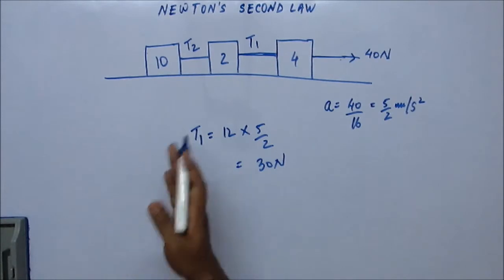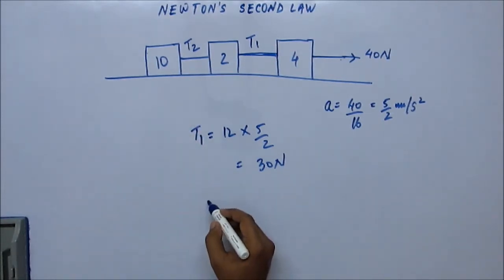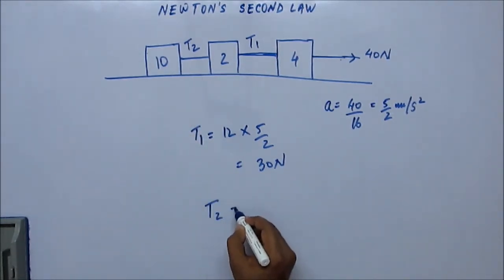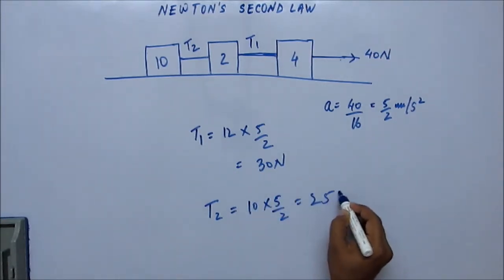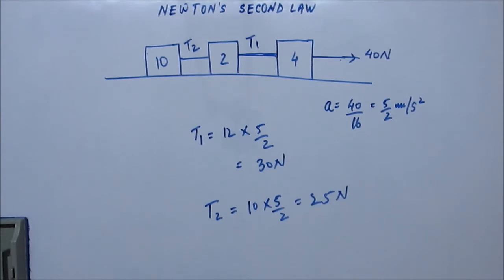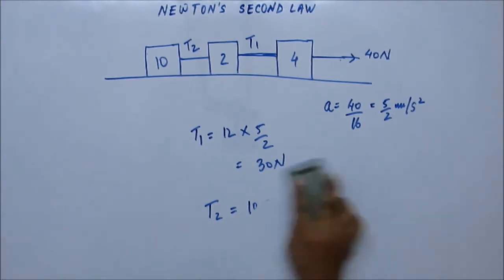And similarly to find T2, you take the 10 kg block as your system. T2 is the only external force, that should be equal to mass into acceleration. This will give you 25 Newton. That's how simply you solve these kind of simple problems.